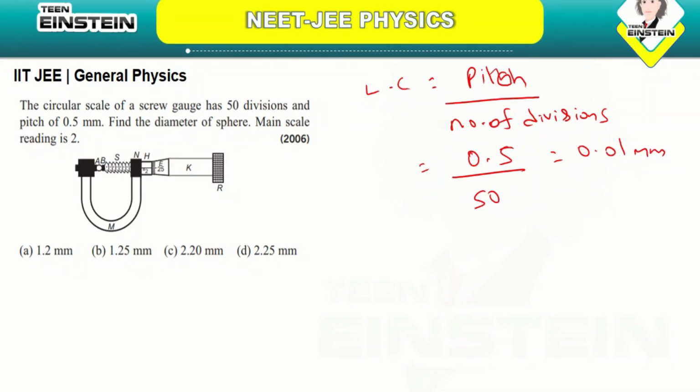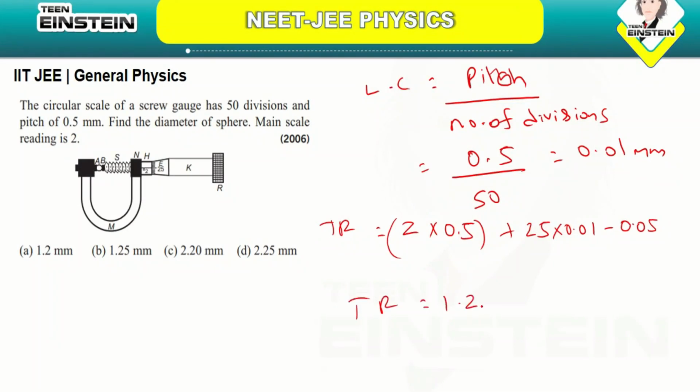So you will be having the total reading as 2 into 0.5 plus 25 into 0.01 minus 0.05. So if you solve, you will be getting the total reading as 1.2 mm. So this is the positive error, so you are subtracting it from the final value. So you will be getting it as 1.2 mm. So the correct answer is option number A. So the diameter of the ball is 1.2 mm.